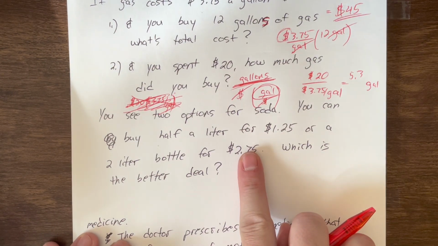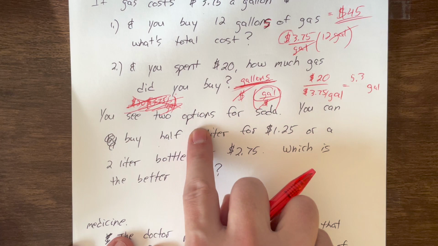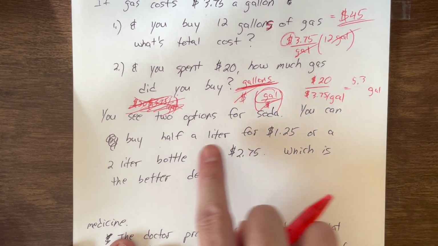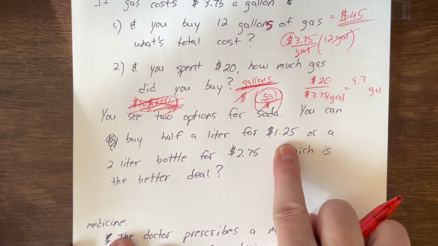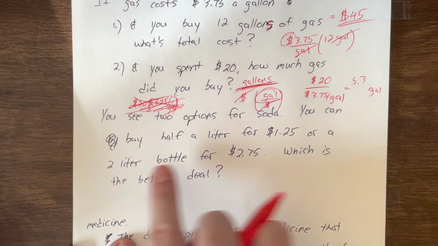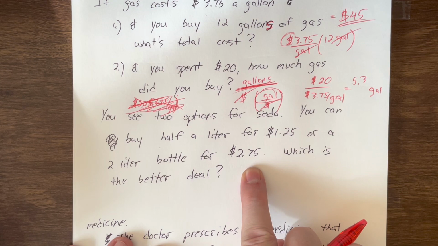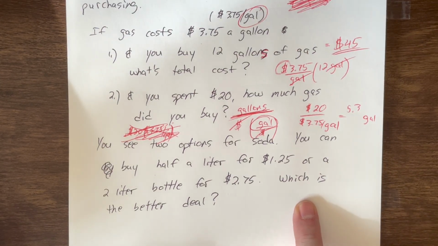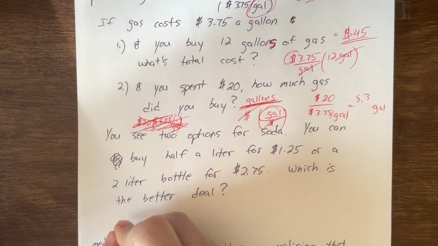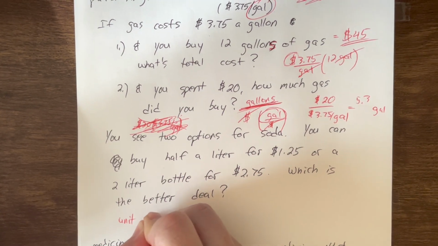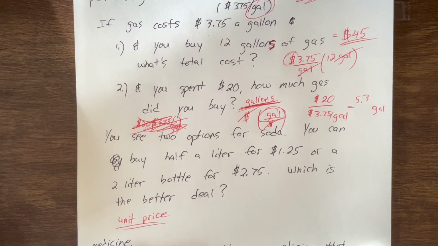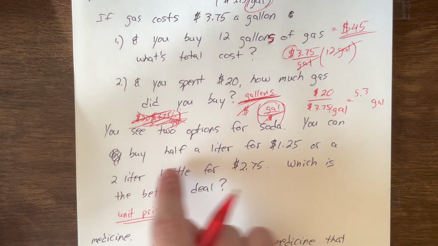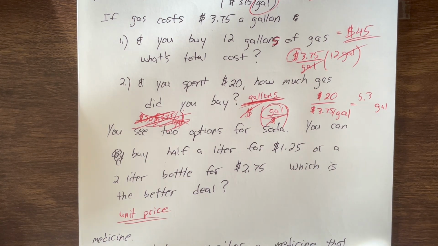But now a comparison. We've got 2 options. We want to buy some soda, and we've got 2 options at the store. I can buy a half-liter bottle for $1.25, or I can buy a 2-liter bottle for $2.75. Which is the better deal? This is where the idea of unit price comes in, the ultimate way to compare. Let's look at each of these situations and see the rate.